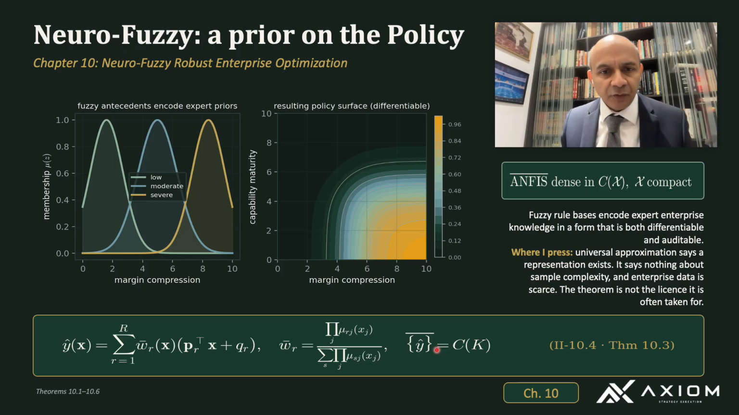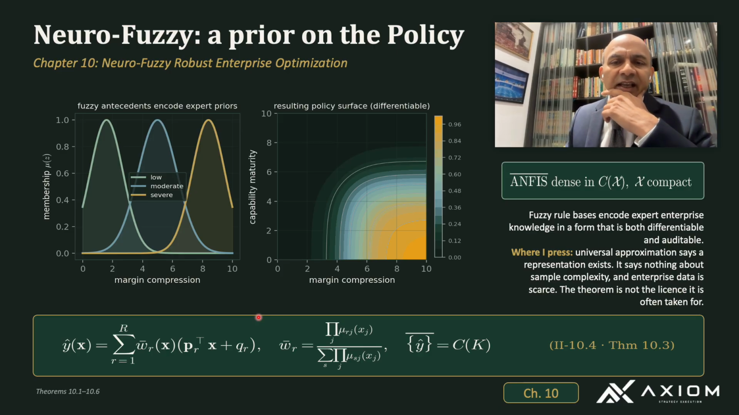We talked about this before. Expert qualitative judgments are converted into smooth fuzzy memberships, and ANFIS combines them into a differentiable enterprise decision surface that varies continuously with the state of the firm.